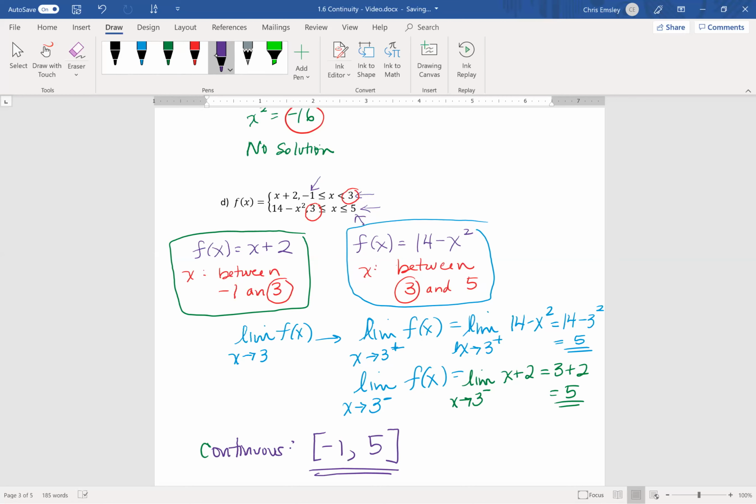If we would have gotten 2 different answers right here, it would have been continuous from negative 1 to 3, and again from 3 to 5. But since our answers matched, we don't stop and kick out 3. It's continuous on that whole closed interval. And that's it for our discussion on continuity.